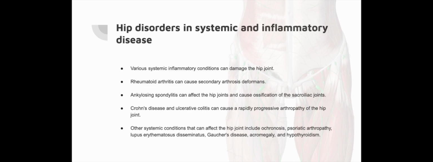In Crohn's disease and ulcerative colitis, hip arthritis occurs in a minority of cases, but it can be rapidly progressive, necessitating hip prosthesis. Other systemic conditions affecting the hip joint include ochronosis, psoriatic arthropathy, lupus erythematosus disseminatus, Gaucher's disease, acromegaly, and hypothyroidism.